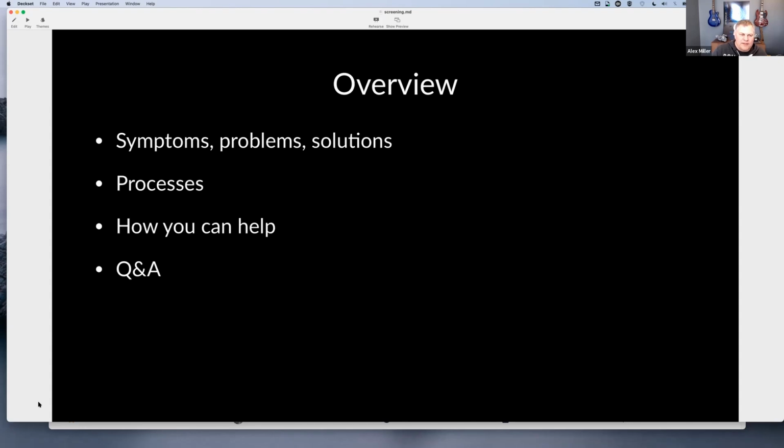So the overview of the things I wanted to talk about today, the first thing was symptoms, problems, and solutions, which is really sort of how we talk about changing Clojure, and look at JIRAs and try to think about things. Some just general process stuff about how Clojure works, how you can help. And if at the end we want to do some Q&A, that's fine too.